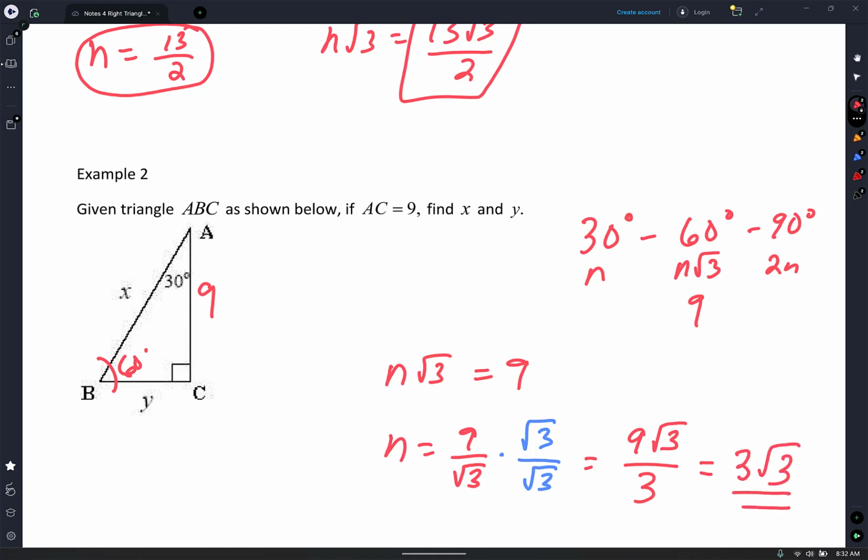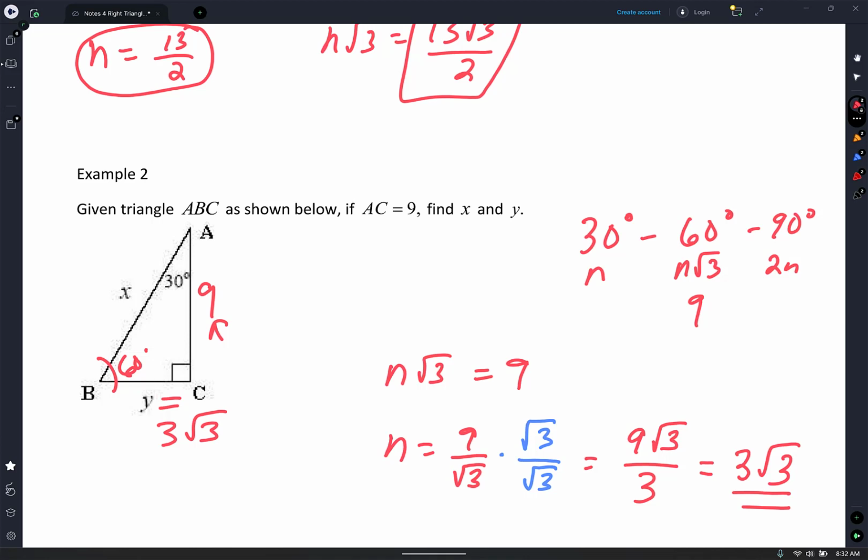I know some of you can probably figure it out without doing that. The only way to get to 9 is 3 times 3, so it has to be 3 square root of 3. When I multiply that by square root of 3, the square root of 3 goes away and it just becomes 3. 3 times 3 is 9. I know some of you can do that, but it's better to show the work.